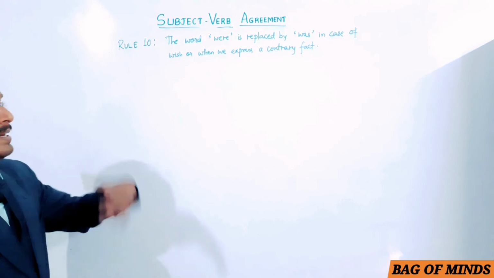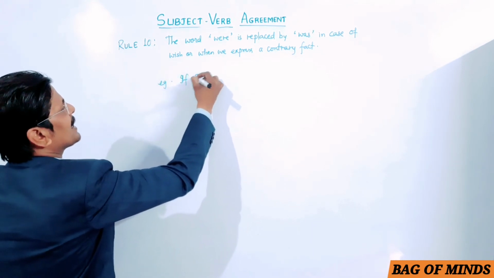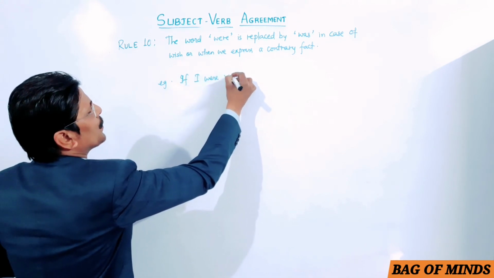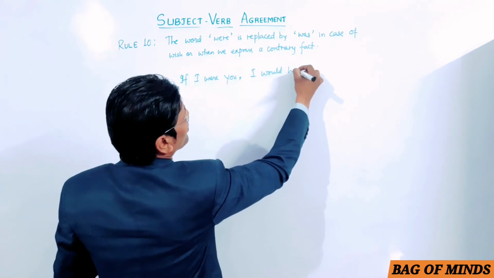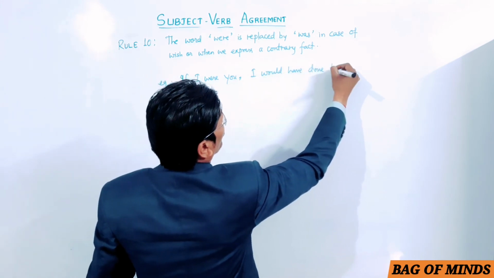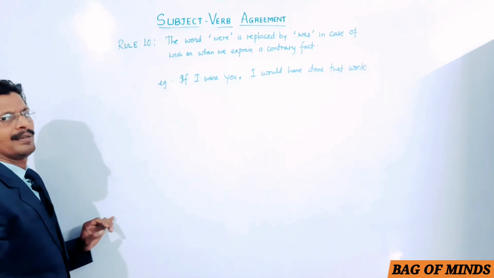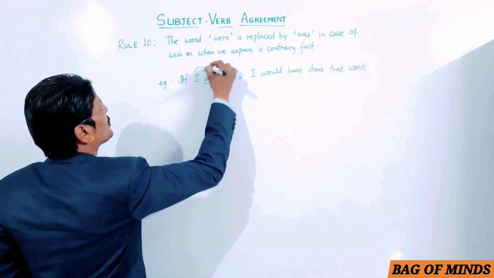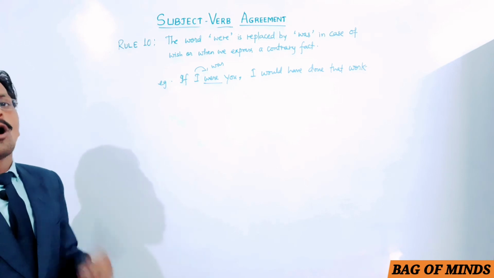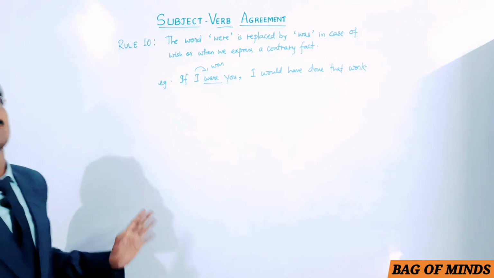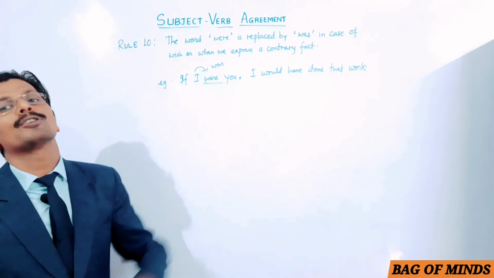Okay, what does it mean? Let's take an example and understand it. You might have read this sentence: If I were you, I would have done that work. So now here, what is so peculiar? Strange word. With "I" we use "was," but this "was" has been replaced by the word "were" in order to show that this wish cannot happen. It is practically impossible. It's a wish and it's just opposite to the fact.